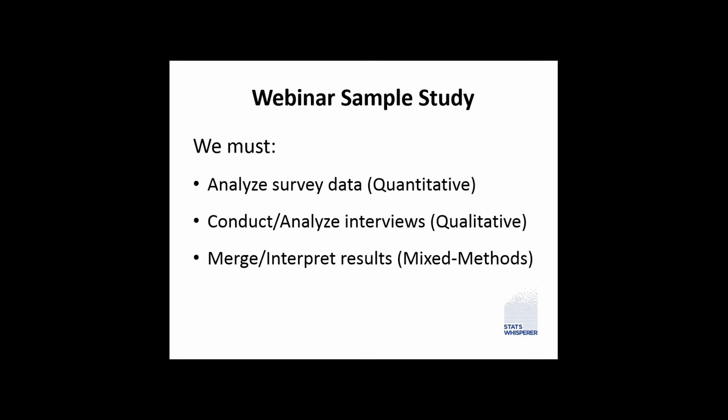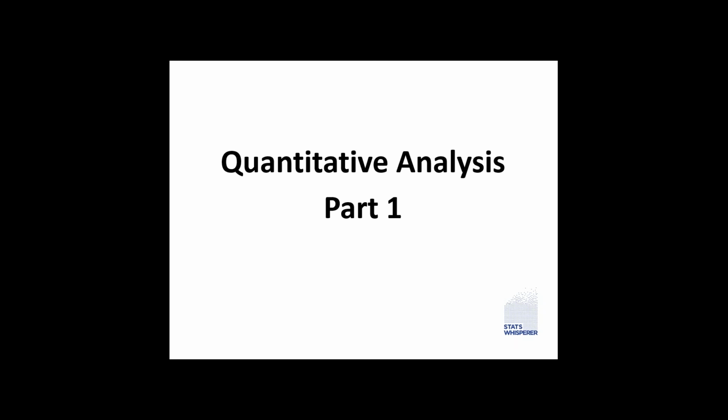So what we're going to need to do to implement this study is, first, analyze the survey data that they gathered. That's our quantitative analysis. Then we need to conduct and analyze interviews, which will be our qualitative part, right? And then we need to merge and interpret results, which is going to be our mixed methods study. All right, now we're going to get into quantitative analysis part 1.